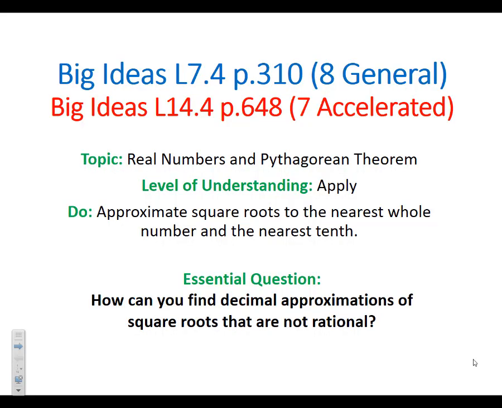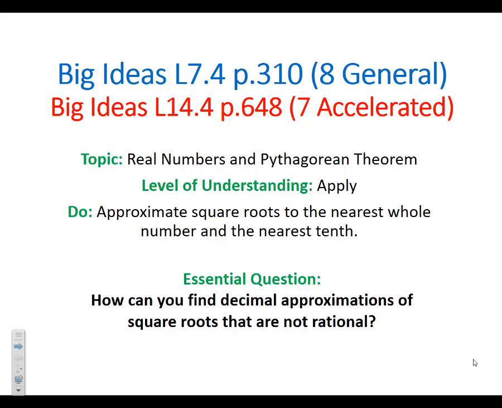Greetings, ladies and gentlemen, and welcome to our Big Ideas Lesson 7.4, page 310 for you 8 general students, and lesson 14.4, page 648 for the 7th accelerated students. We're continuing on our real numbers and Pythagorean theorem, where today we're going to apply what we learned to approximate some square roots to the nearest whole number and the nearest tenth. Our essential question: how can you find decimal approximations of square roots that are not rational?